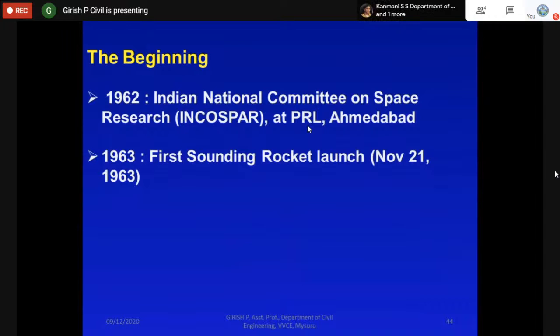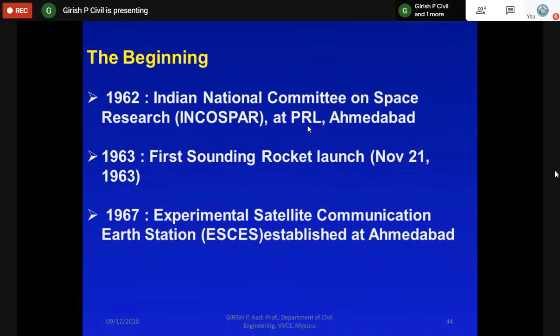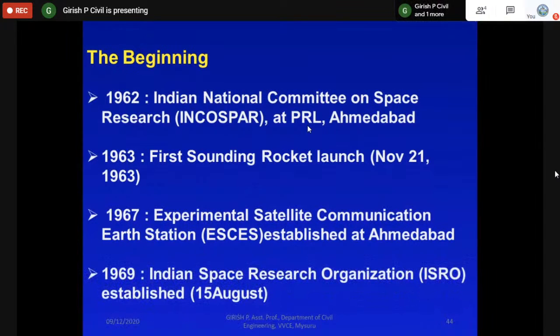In the year 1962, the Indian National Committee on Space Research was formed at Ahmedabad, and then in 1963, the first sounding rocket was launched on November 21st. In 1967, the experimental satellite communication Earth station was established at Ahmedabad. And in 1969, the Indian Space Research Organization, that is ISRO, was established.